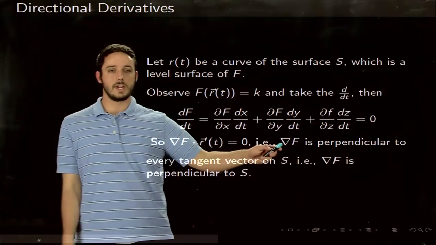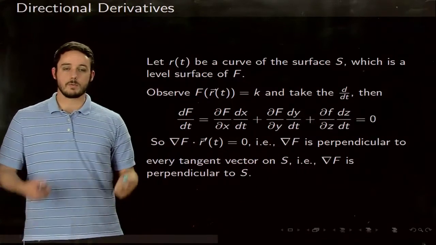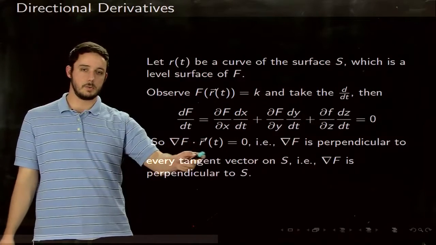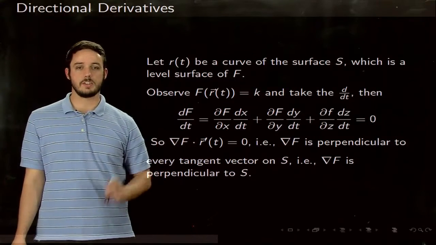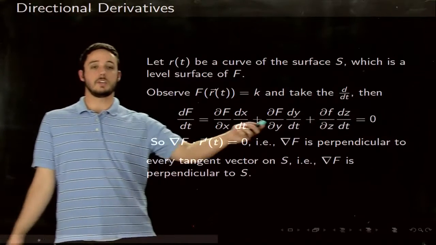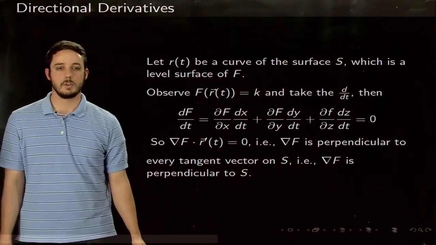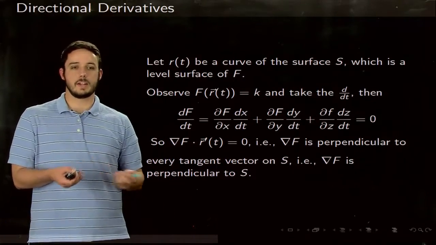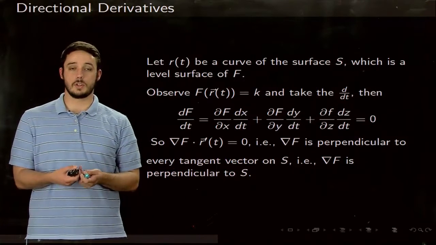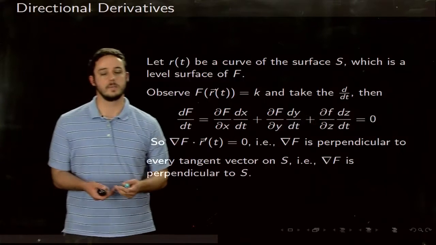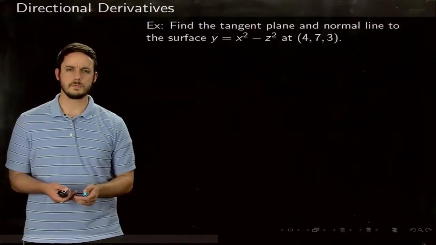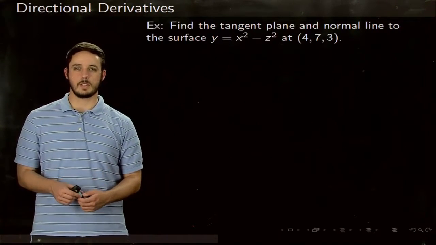So the gradient is perpendicular to every tangent vector on S because we took an arbitrary curve and its derivative, its tangent vector, is perpendicular to this gradient. So another way of saying that is that the gradient is perpendicular to the surface S. It's perpendicular to every tangent vector on S. So this is important to note. So let's look at another example.